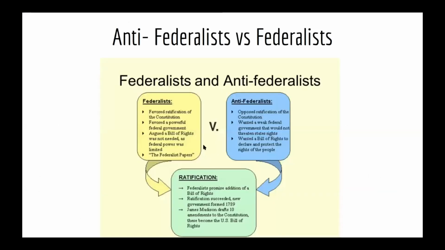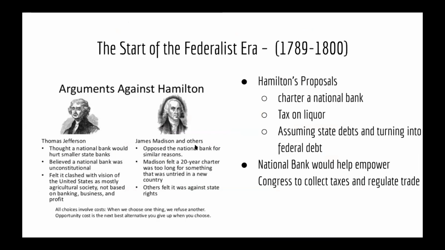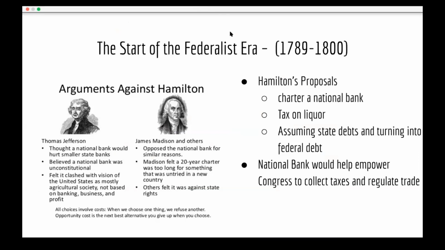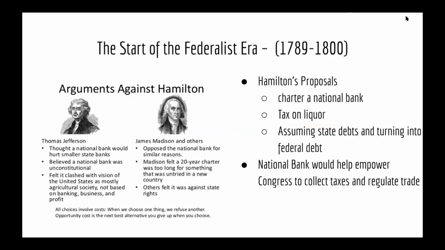But the start of the Federalist Era comes from around 1789 to 1800. First elected was George Washington, and then we had Hamilton. Alexander Hamilton played an important part as treasurer, and he basically proposed a national bank, a tax on liquor, and assuming state debt and turning it into federal debt. Each state had debt, because we talked about the farmers collecting debt, and also debt from the revolution itself. Hamilton said, we'll take that debt and the federal government will find a way to pay for it.